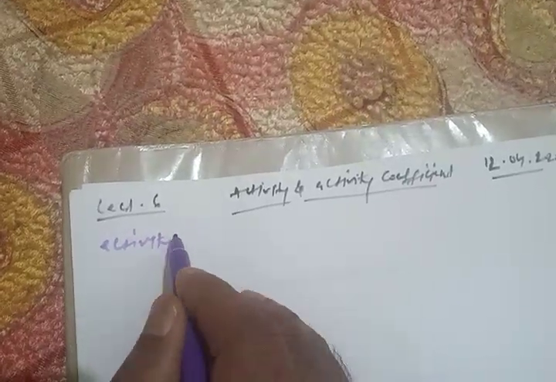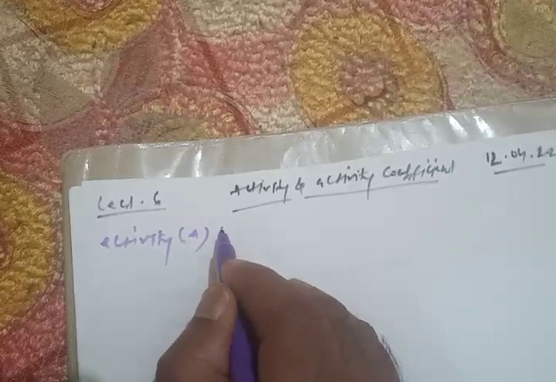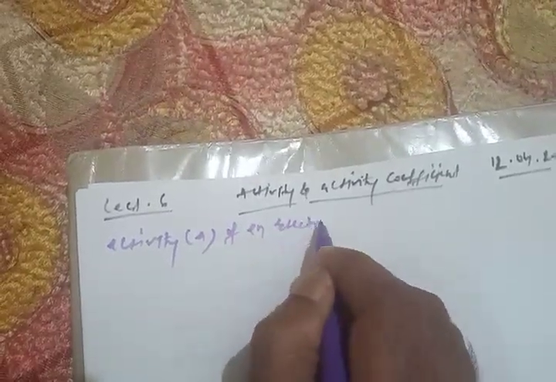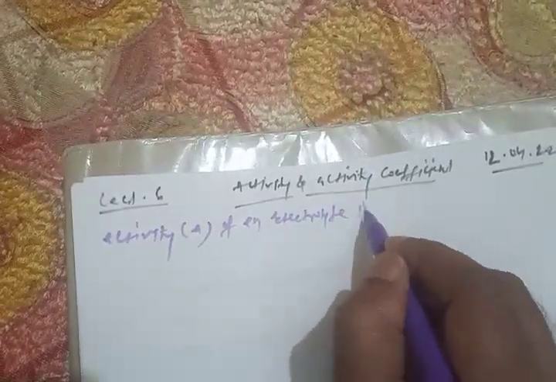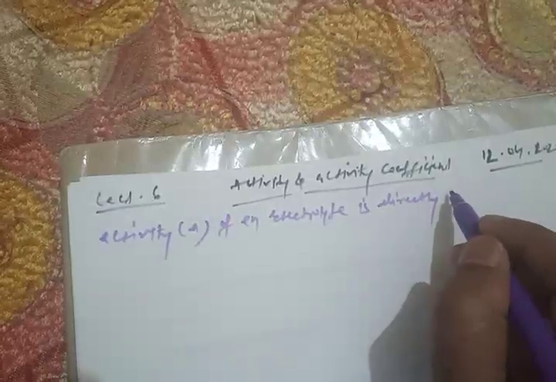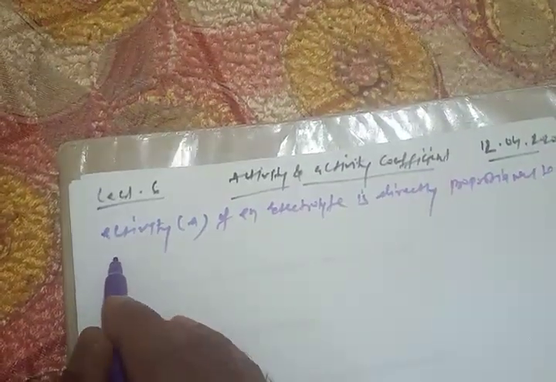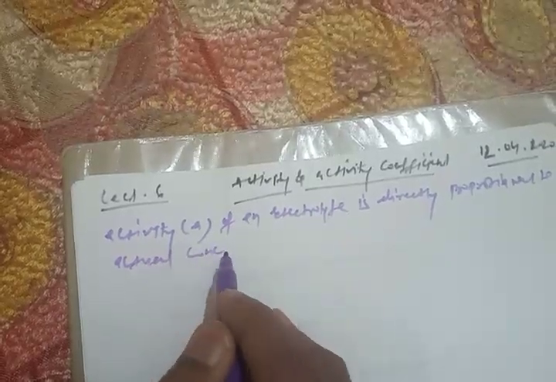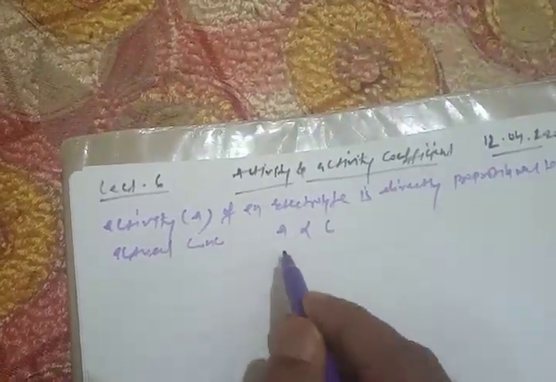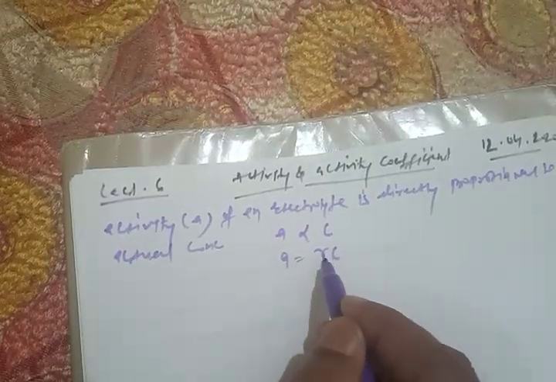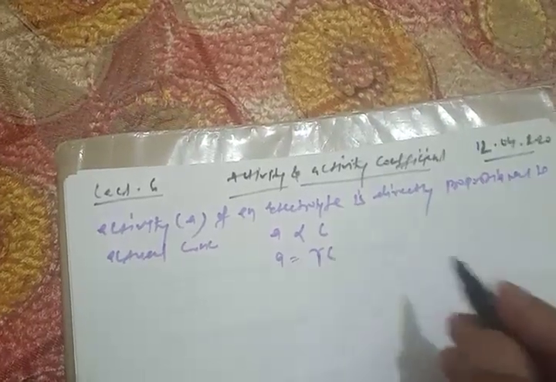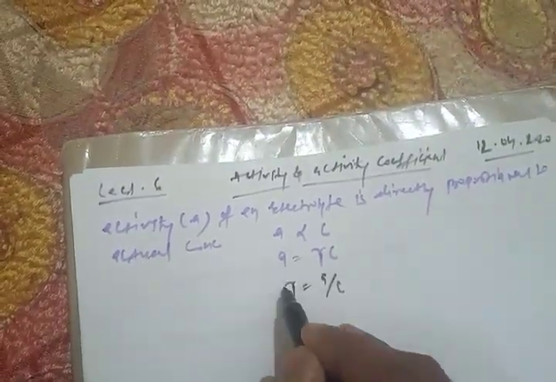So first, let's start the discussion of what activity is. Activity, which is represented by A, of an electrolyte is directly proportional to the actual concentration. Whatever the actual concentration is, that is the activity. So activity is directly proportional to C, and if equal, then the constant is gamma. Gamma is the activity coefficient. So gamma is A upon C.